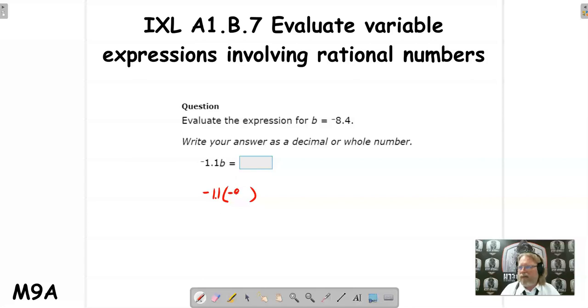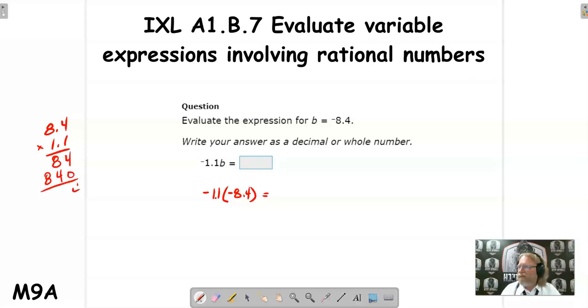So negative 8.4. This is a negative times a negative, so it is going to equal positive. That I know, but I still need to multiply 1.1 times 8.4. And I'll go ahead and do that over here on the side. And I'm multiplying, right? 1 times 4 is 4. 1 times 8 is 8. And again, 1 times 4 is 4, and 1 times 8 is 8. I could have put a placeholding 0 in there.